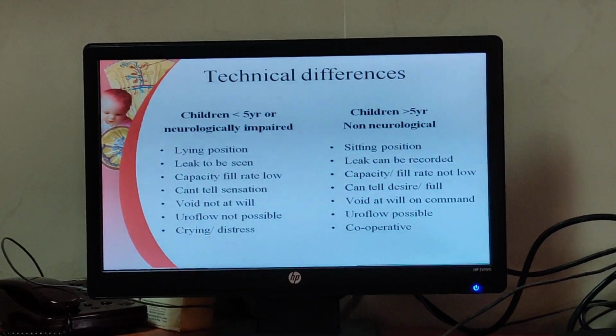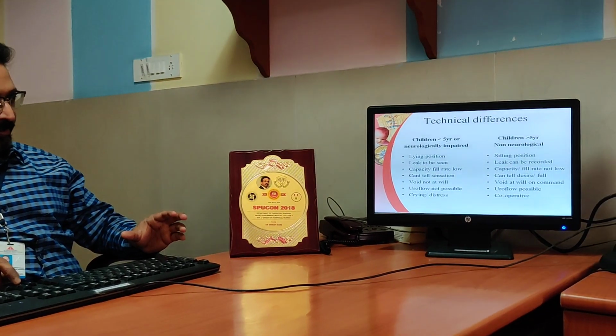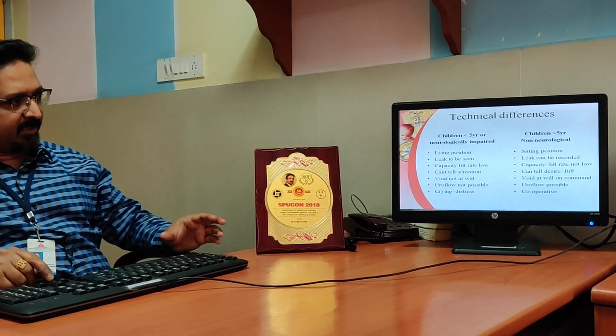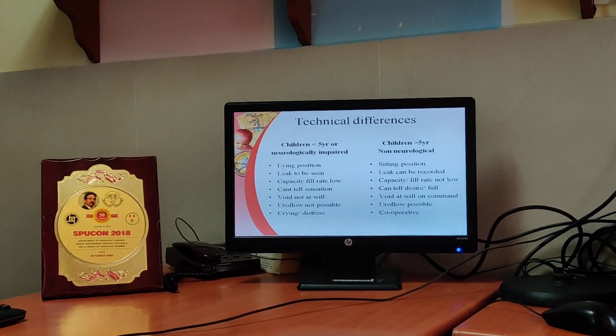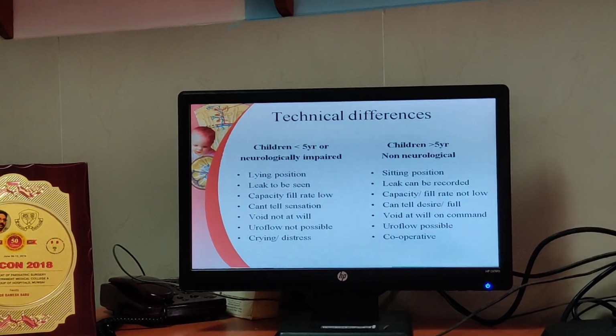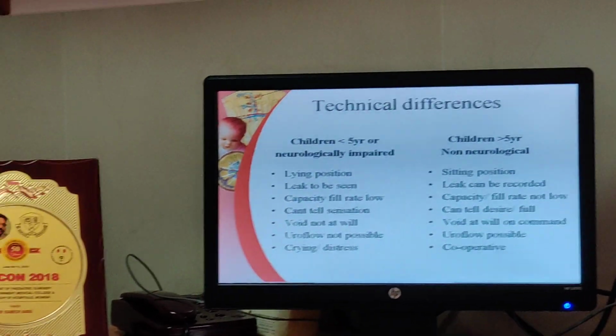The technical differences between urodynamics in a young child and urodynamics in an adult or a child older than 5 years is, in a young child it is typically done in a lying position, whereas in an adult or an older child it is done in a sitting position. The second point is the leak cannot be seen very clearly in a lying position, and we have to watch for a leak in little children. The filling is again very slow. Usually how we decide the fill rate is that the study has to be performed over a period of 20 minutes. So if the expected bladder capacity is 100 ml, we keep the fill rate at 5 ml per minute, so that we do the study over 20 minutes.